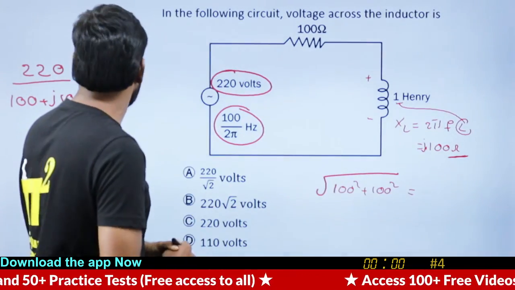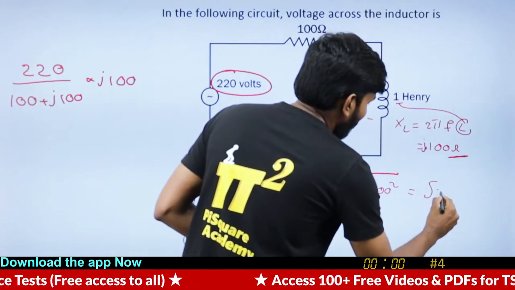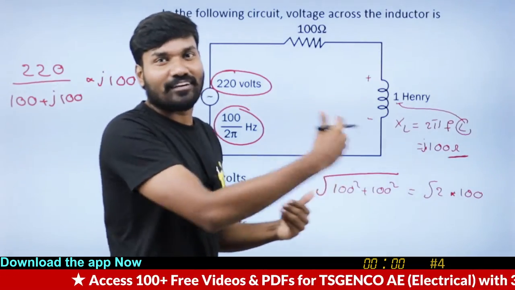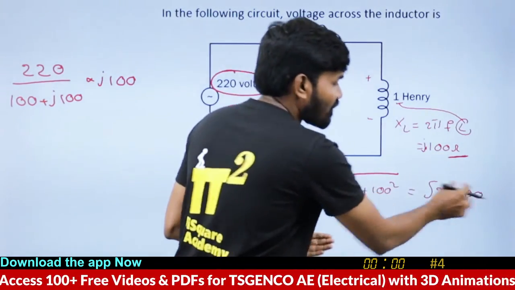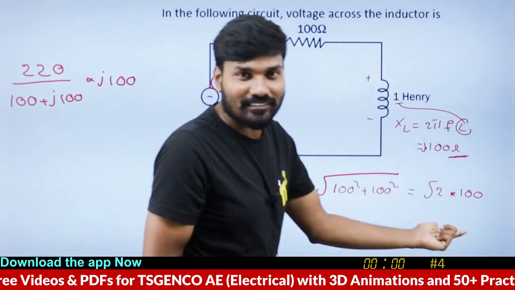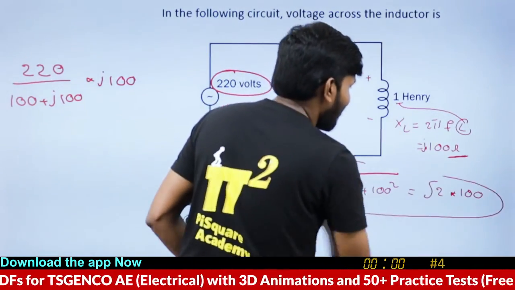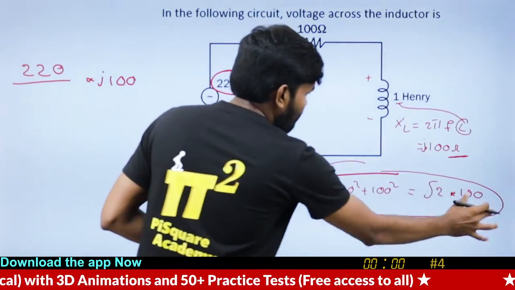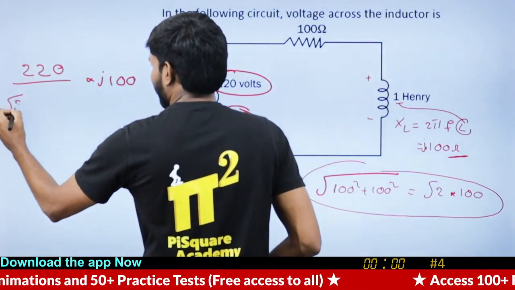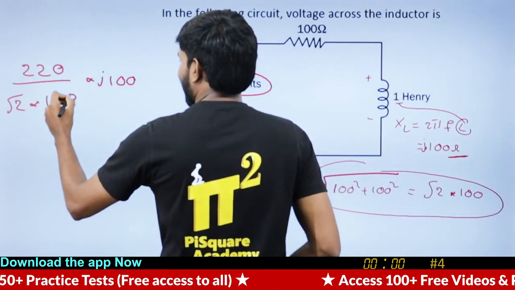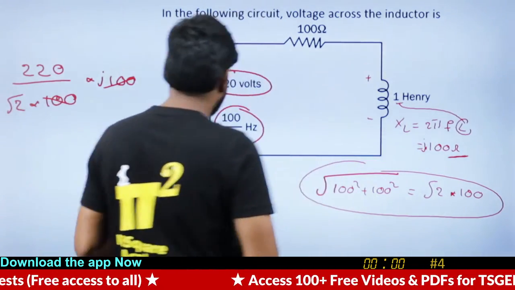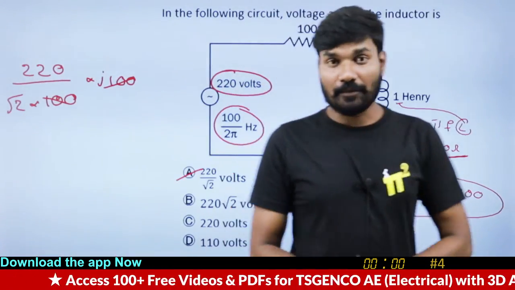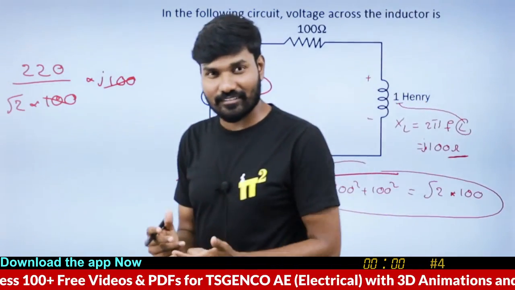You can straight away answer this. You will get root 2 into 100, because it is 2 times 100 square, and 100 square goes out of the root as 100, so root 2 as it is. This is the magnitude. In the denominator I place this magnitude, root 2 into 100, and the 100 magnitude in the numerator goes away. 220 by root 2. Answer is A. Bingo.